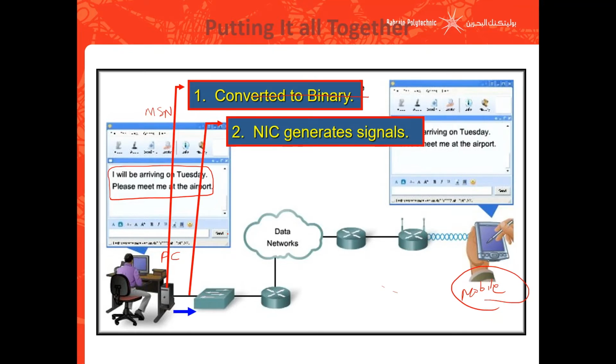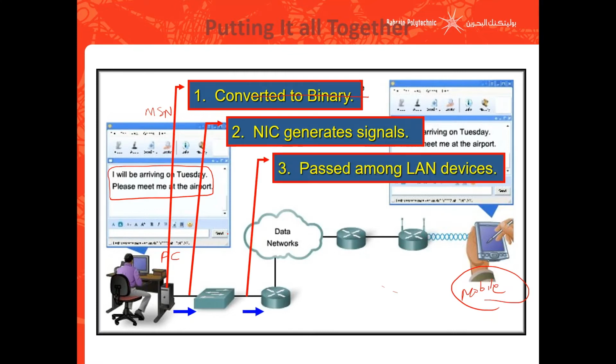The second thing is the NIC will generate signals. A NIC is nothing but a card on your device that allows you to connect to a network. Usually, it has an Ethernet port. Sometimes it doesn't, but it's a card that allows you to connect to a network. So it will generate signals, and those signals are just like electrical signals. Those signals will be passed through the LAN devices.